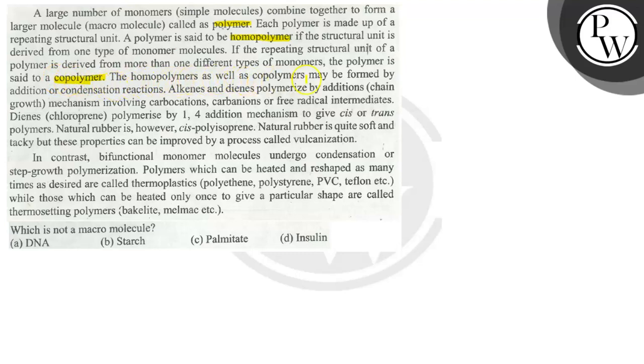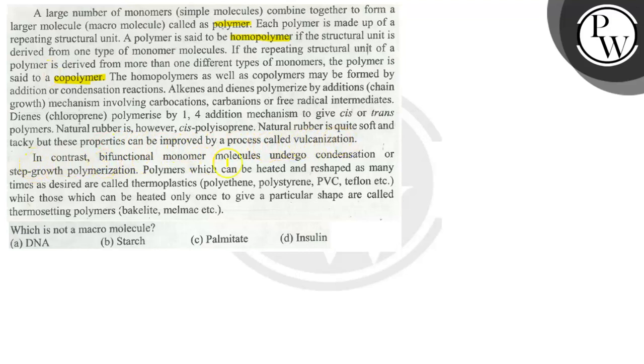The homopolymers as well as copolymers may be formed by addition or condensation reactions. Alkenes and dienes polymerize by addition mechanism involving carbocations, carbanions, or free radical intermediates. Dienes, for example chloroprene, polymerize by 1,4 addition mechanism to give cis or trans polymers. Natural rubber is, however, cis-polyisoprene. Natural rubber is quite soft and tacky, but these properties can be improved by a process called vulcanization.